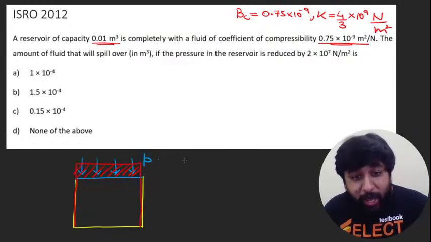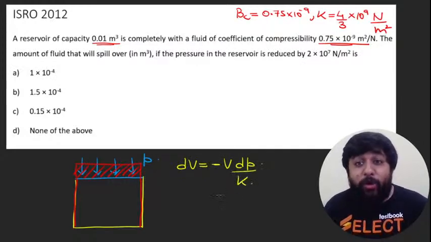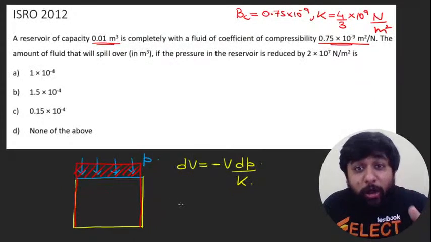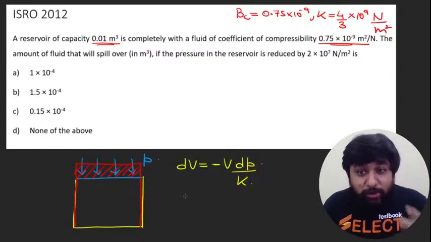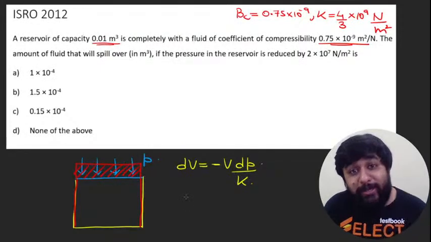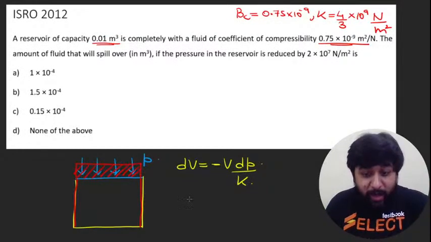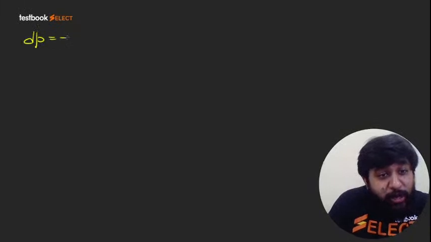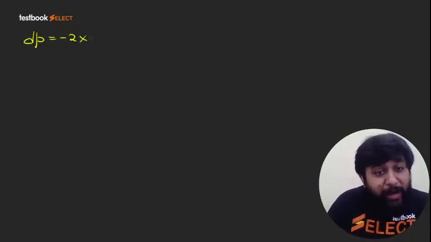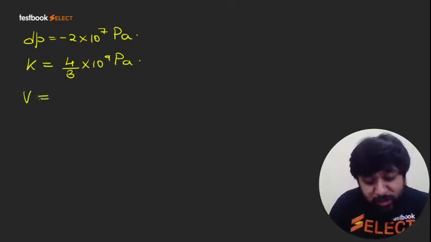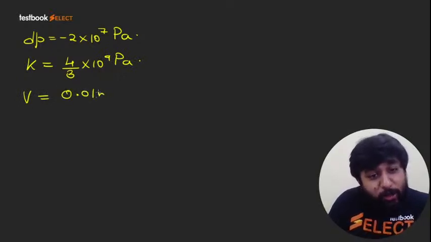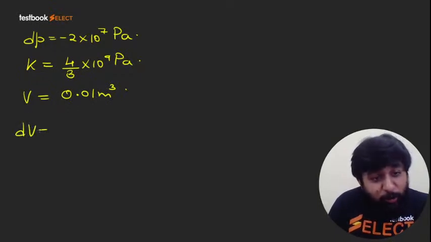How will you write? You will say the change in volume with the change in pressure is given as minus VdP upon K. We already know the bulk modulus. We also know the initial volume of fluid, which is the same as the volume of the container. And we also know the change in pressure. Change in pressure is minus 2 into 10 raised to power 7 Pascal. Why minus? Because the pressure is decreasing. Then we have bulk modulus, equal to 4 by 3 into 10 raised to power 9 Pascal. Then we have the initial volume, which is the same as the volume of the container, 0.01 meter cube. So when the pressure decreases, how much will be the change in volume?